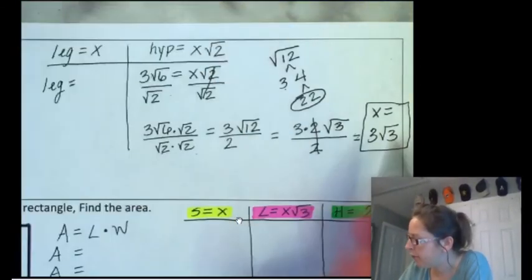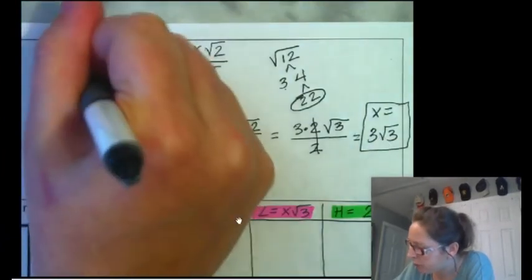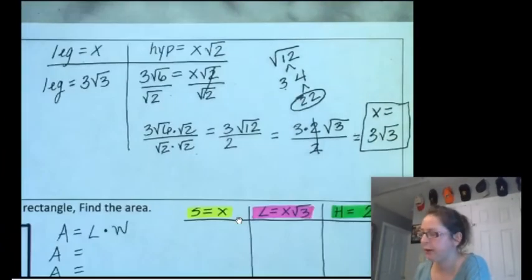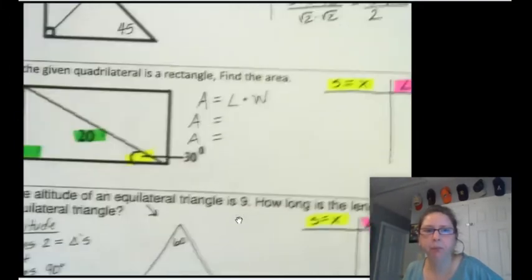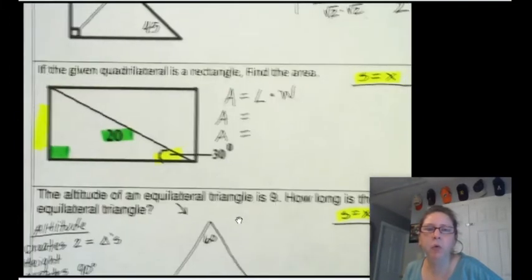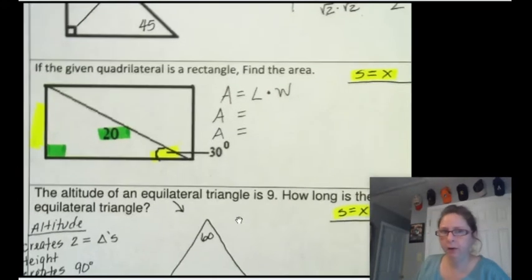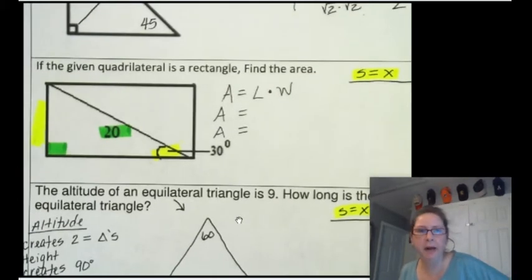So plug that in for x, and I get the leg is 3 square roots of 3. Let's try a combination problem. If the given quadrilateral is a rectangle, find the area.